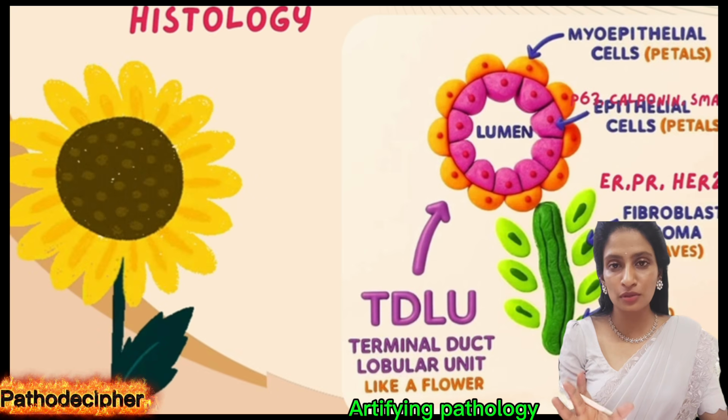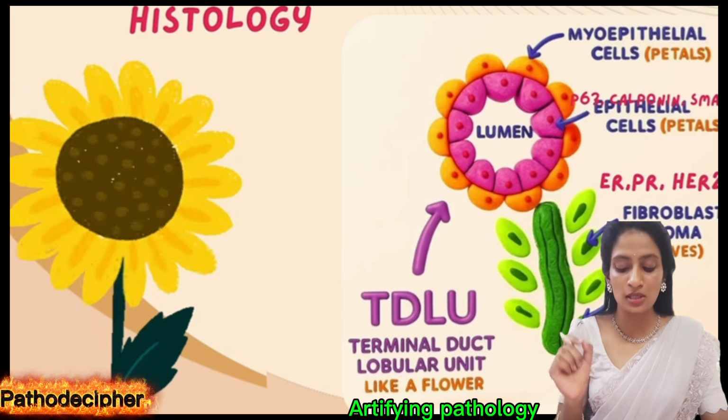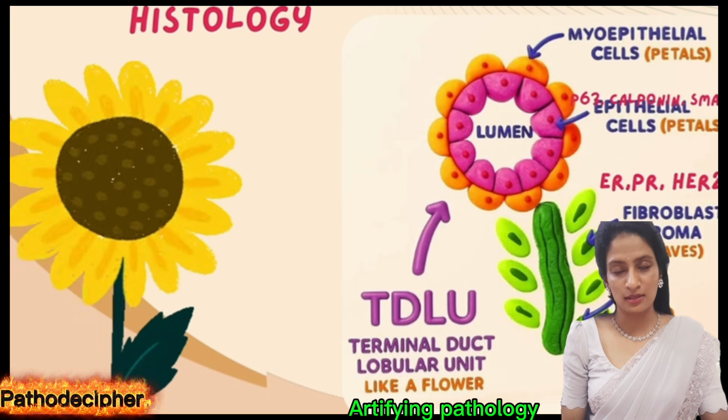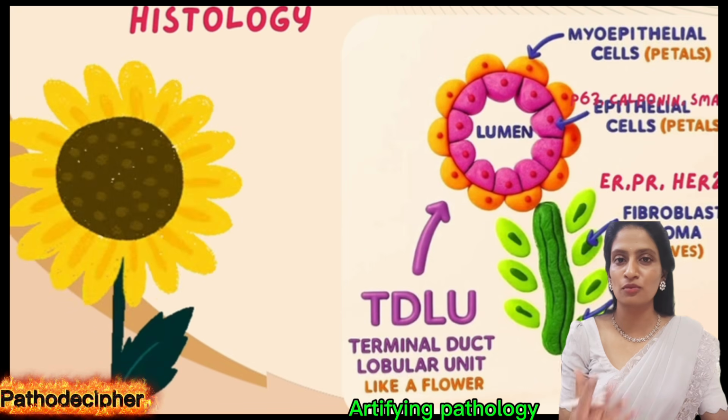So the entire unit is called TDLU, that is your terminal duct lobular unit. So this is how we compare the sunflower with the histology, to simplify. Okay, so the image credit goes to the slide below. I thank her really, because she's the one who, in artifying pathology, inspired me a lot in this.